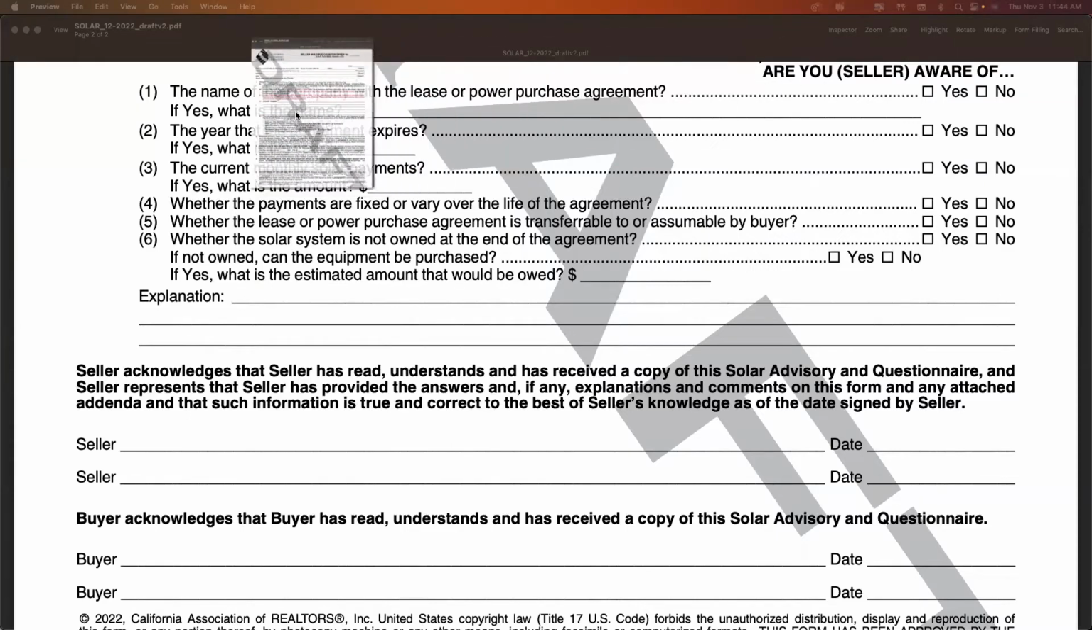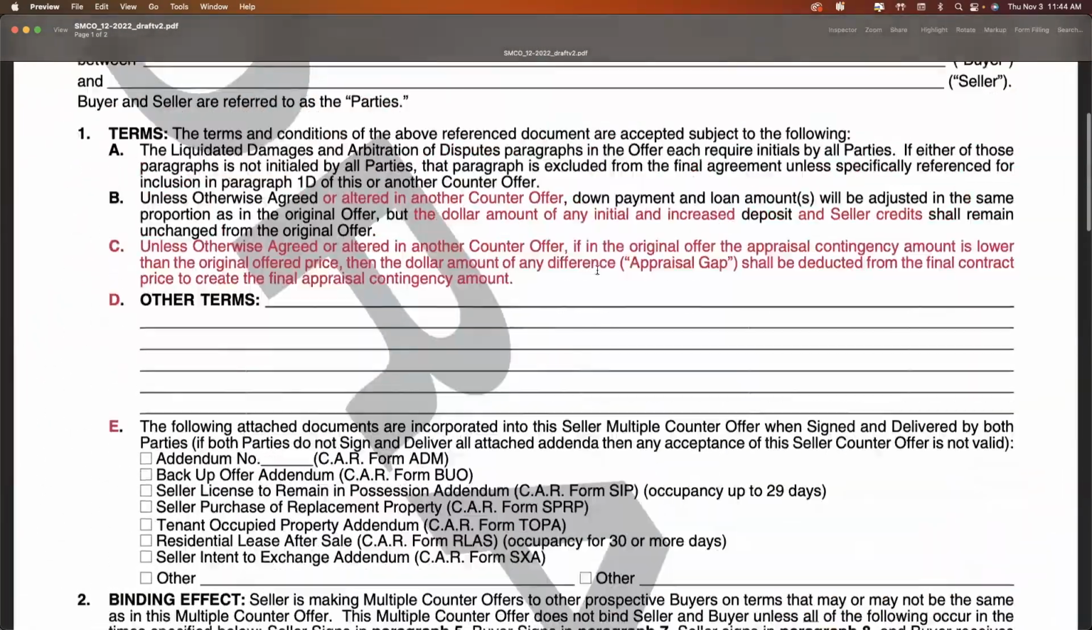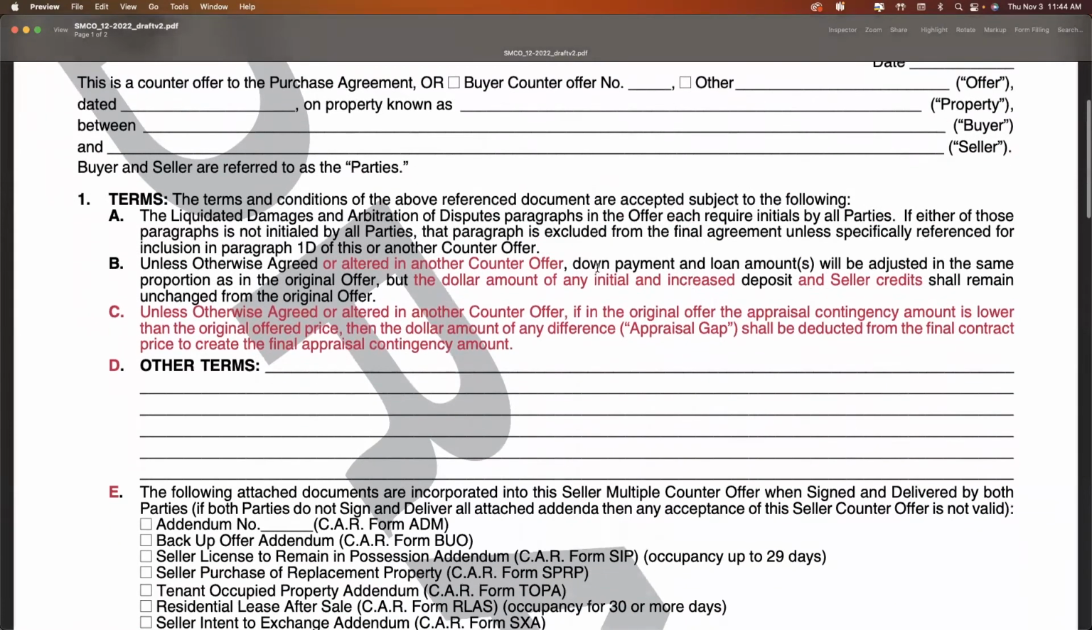They made a couple little changes to the seller's counteroffer and the seller's multiple counter. So I'm just going to show you the multiple. And what they changed here is they added some verbiage. First, unless otherwise agreed to or altered in another counteroffer, the down payment and loan amounts will be adjusted in the same proportion as the original offer. So that's if we're changing prices. But the dollar amount of any initial and increased deposit and seller's credit shall remain unchanged from the original offer.